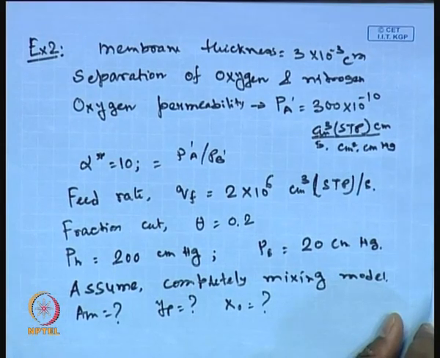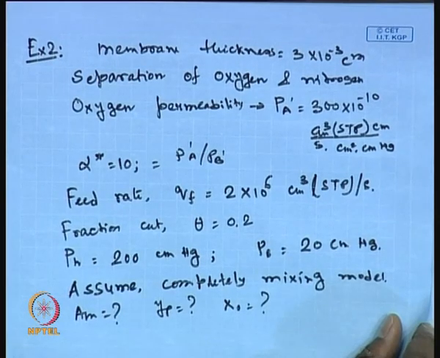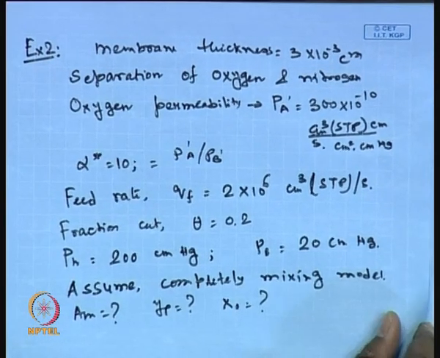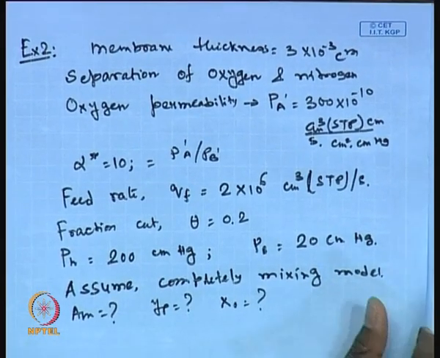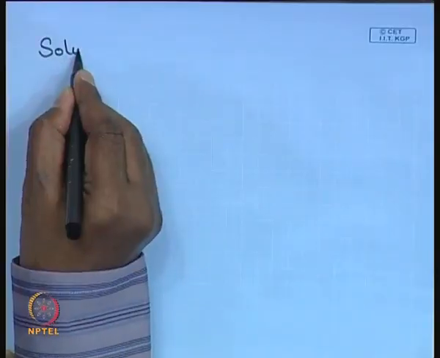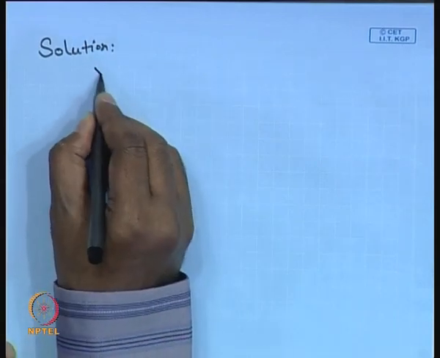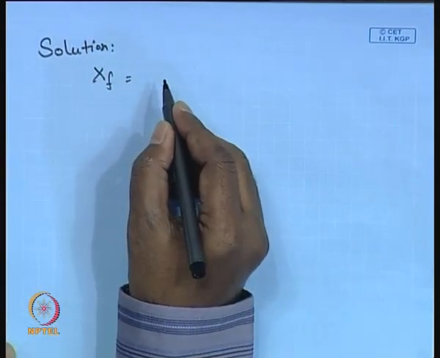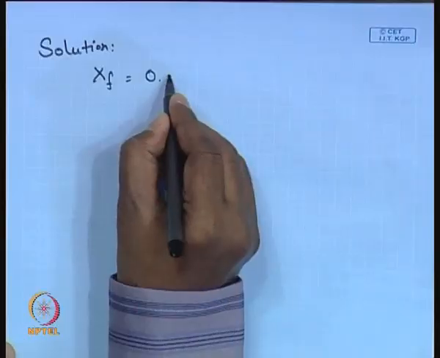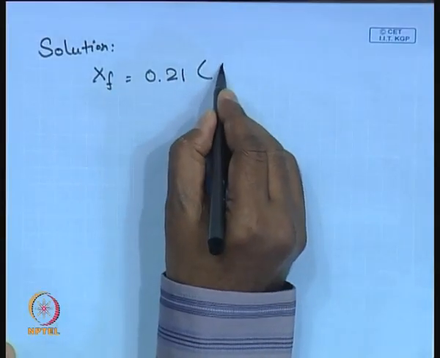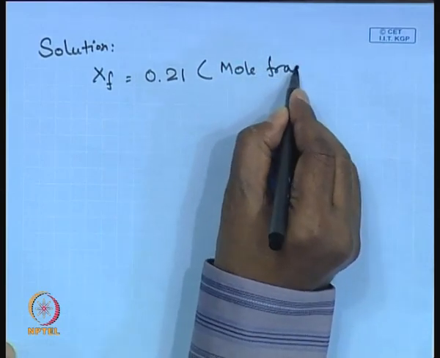So, this is the problem. Given this problem, we have to find out the membrane area, the permeate composition and the reject composition. So, the whole system can be characterized. Okay. Now, let us look into the solution. The feed composition is known, because it is a case of air, oxygen and nitrogen. The mole fraction of oxygen in air is 0.21. Okay. So, we take x f as 0.21, that is the natural mole fraction of oxygen in air.